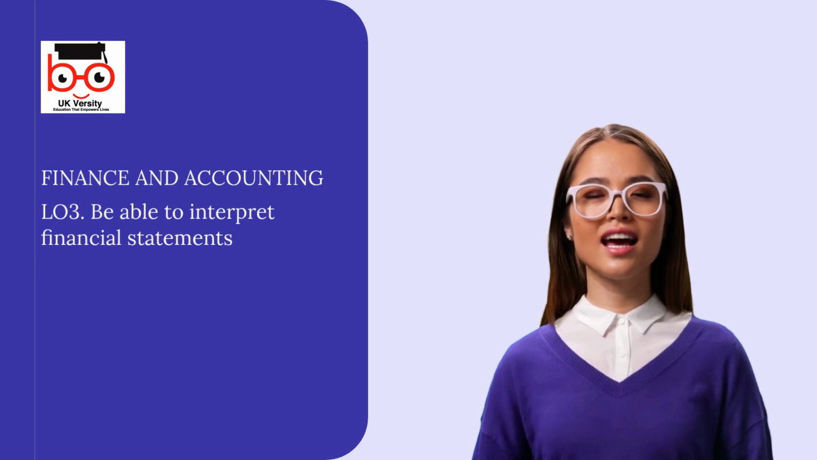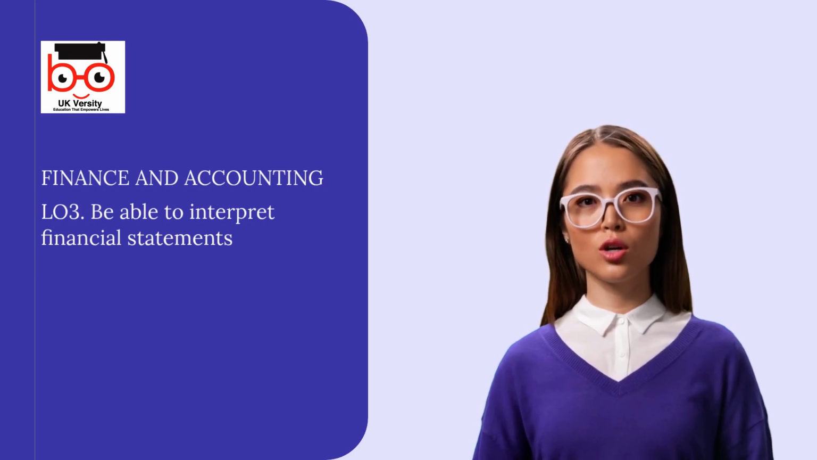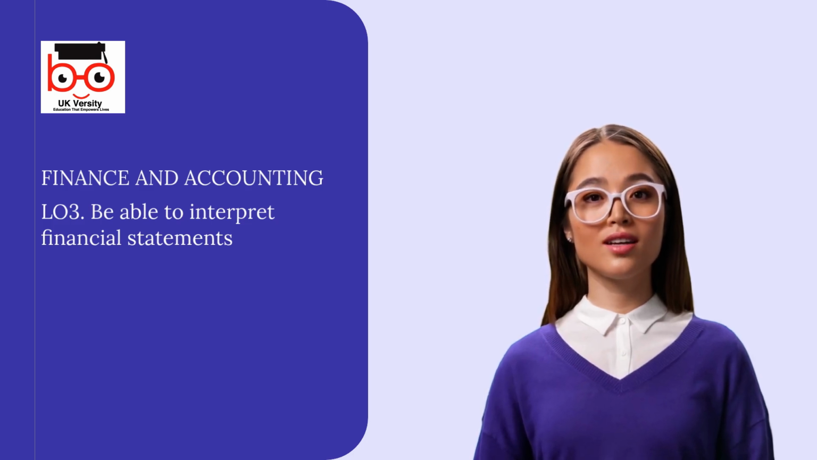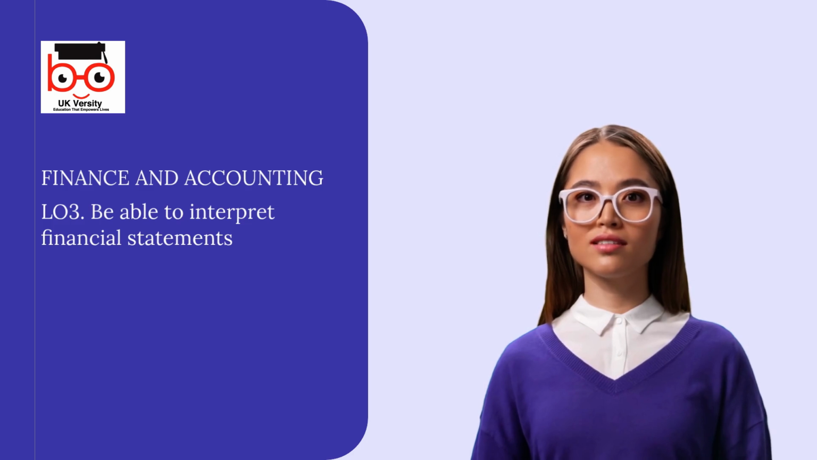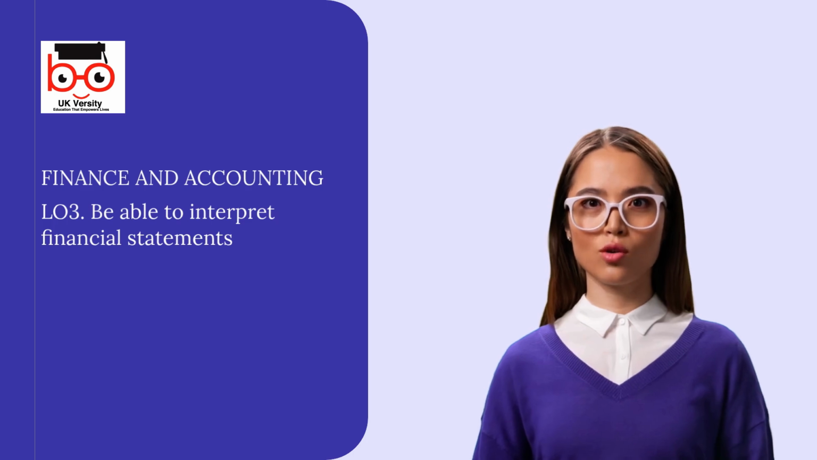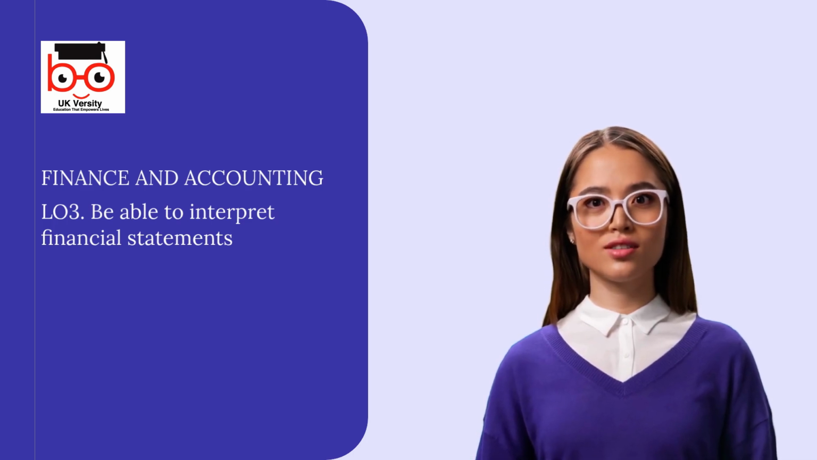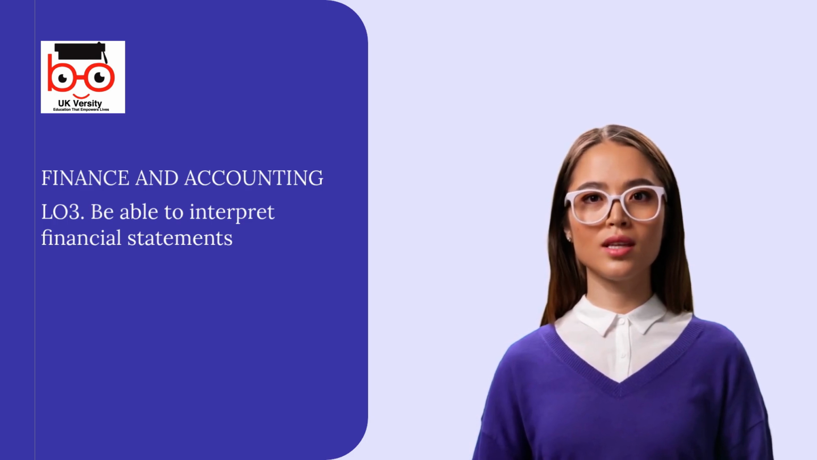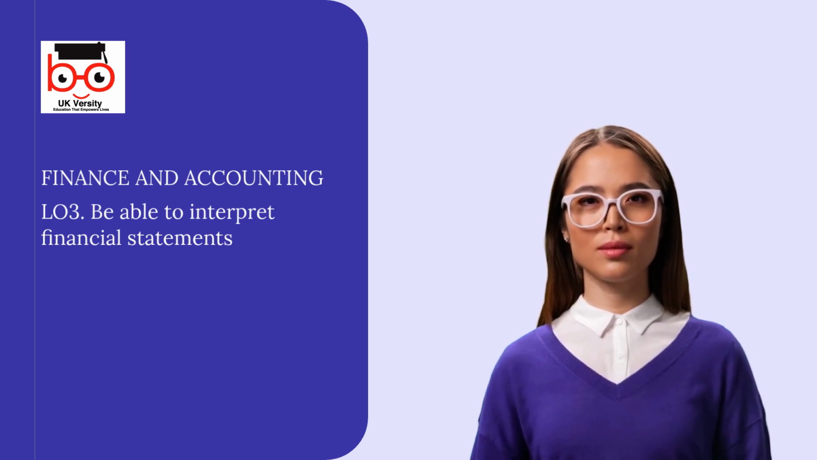Finance and Accounting LO3: be able to interpret financial statements. How can you gauge a company's financial health? By interpreting financial statements, you can analyze and evaluate an entity's performance and position. This video will guide you through the essential components and ratios that reveal a company's financial story.